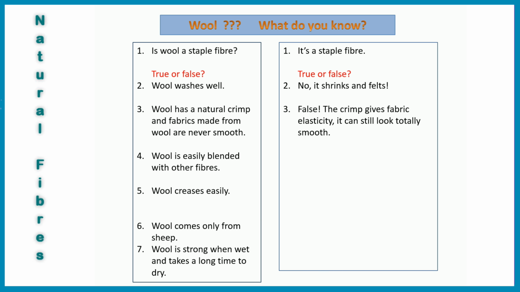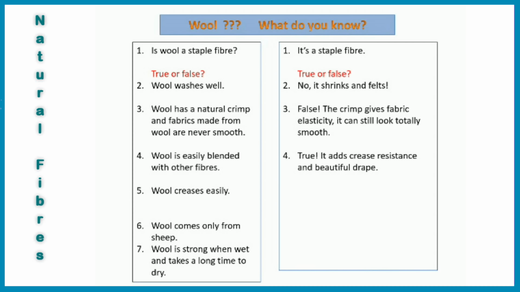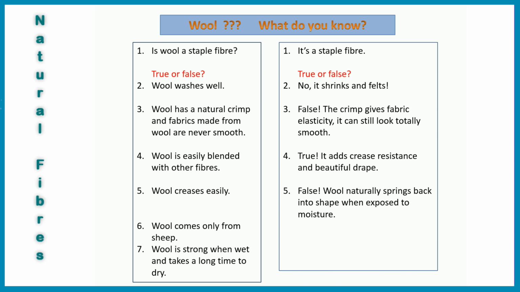Wool is easily blended with other fibers is of course true. Wool creases easily is false. It springs back into shape when exposed to moisture. Just hang your coat in your shower after you've had a shower and the creases will drop out. Wool comes from sheep. That is false. Wool comes not only from sheep but from goats, camels, rabbits. And wool is strong when wet and takes a long time to dry is of course true.